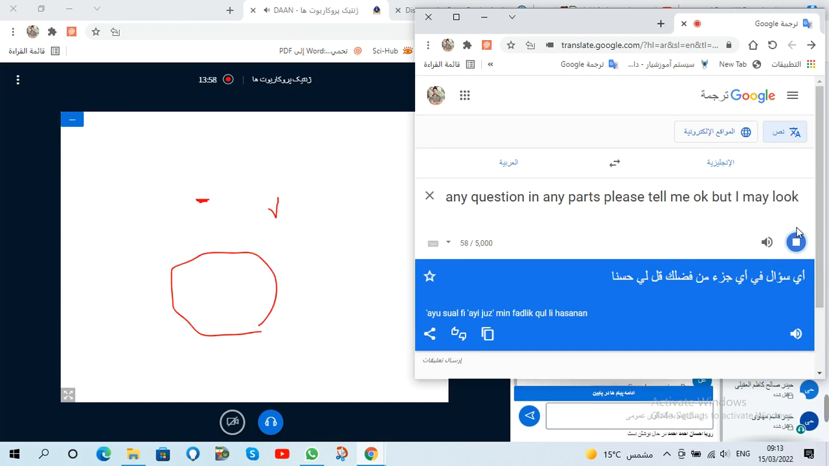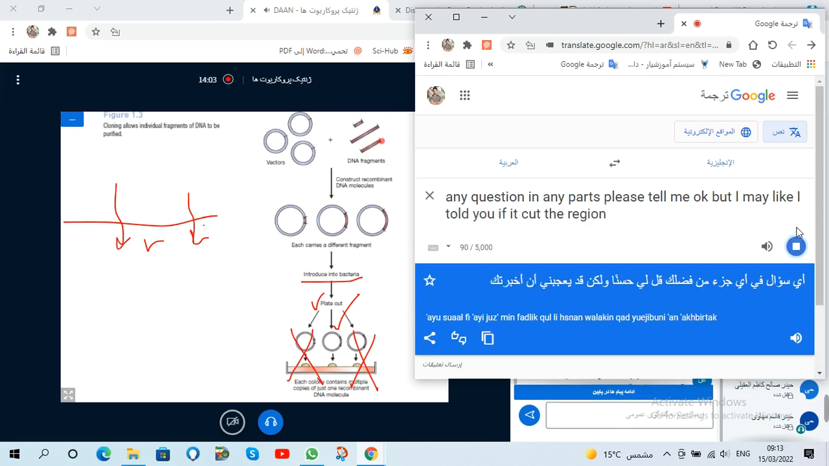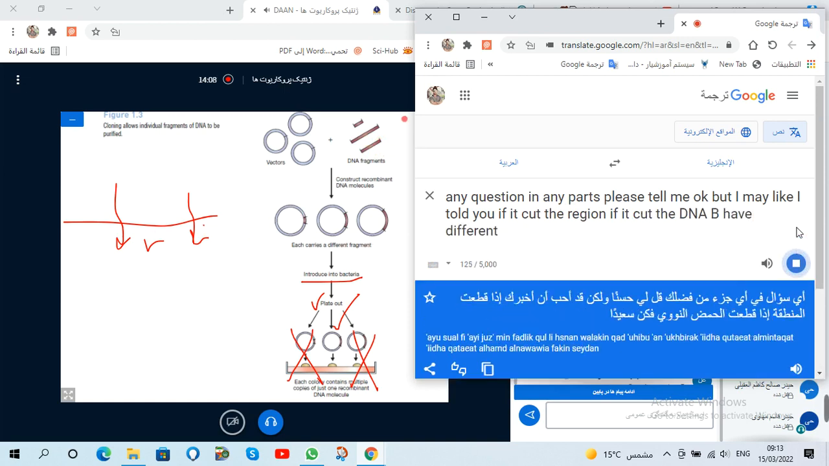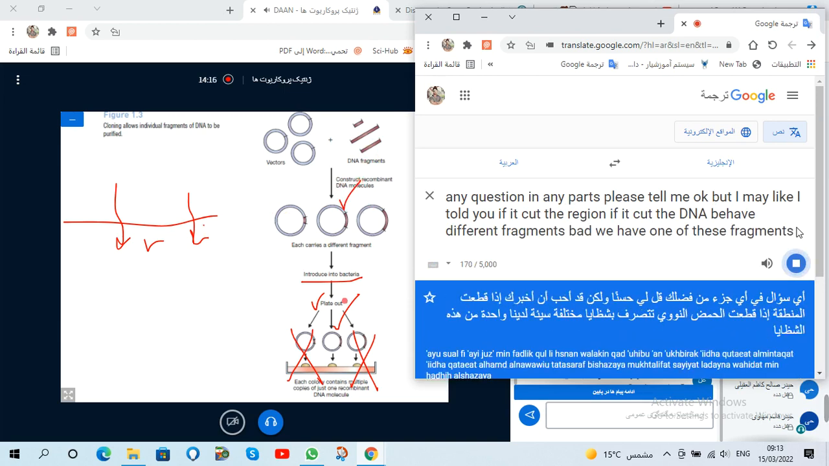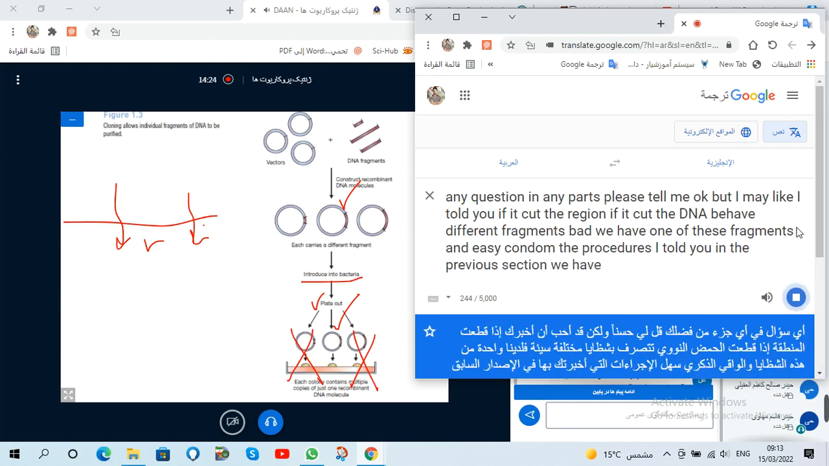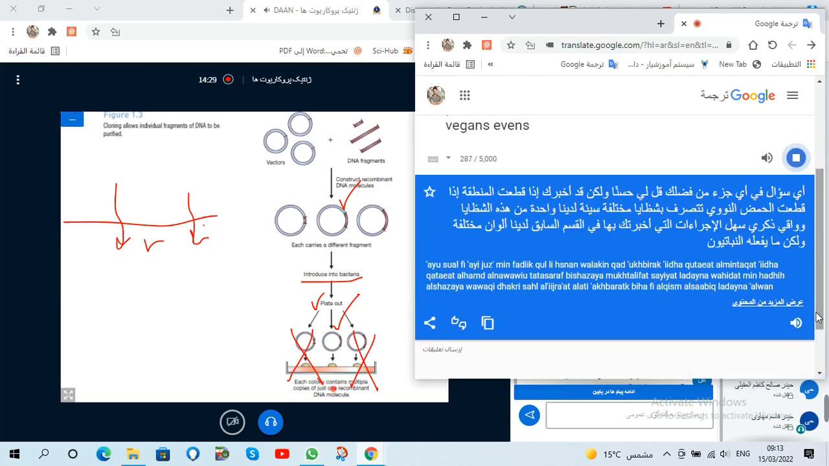Fatima, look. I told you, if we cut the region, if we cut the DNA, we have different fragments, but we want one of these fragments. And if we clone them by the procedures I told you in the previous session, we have different colonies. But what do we want? We want one of them. Okay, how can we solve this problem?